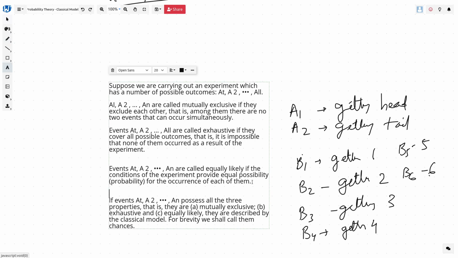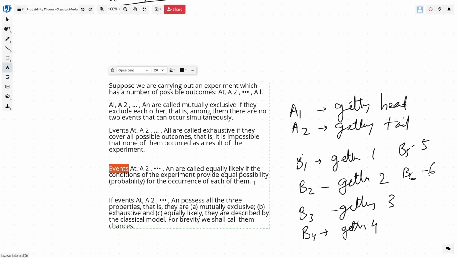Okay, so this is our third condition. If A1, A2, A3 and A4 are equally likely, meaning all the events could occur in an equal way, then all the events are called equally likely, right? So if all these three conditions are fulfilled for any set of events, then we can use the classical model, right? And we call that probability chances.